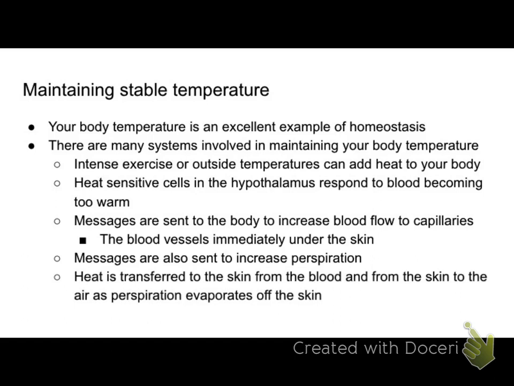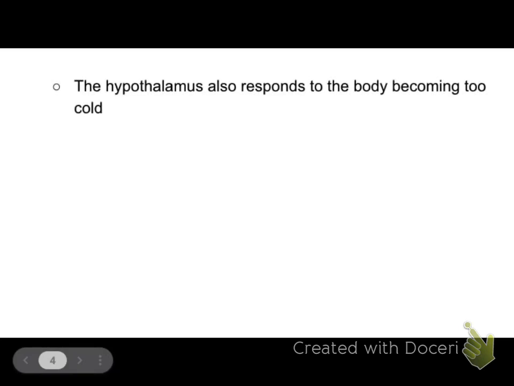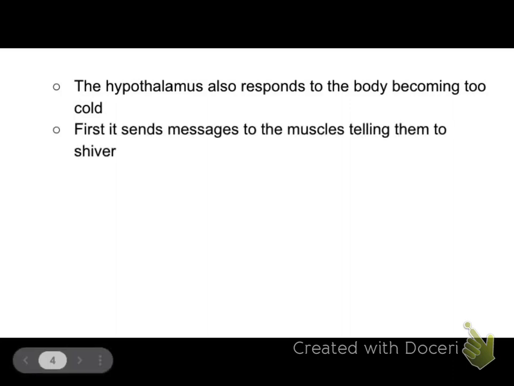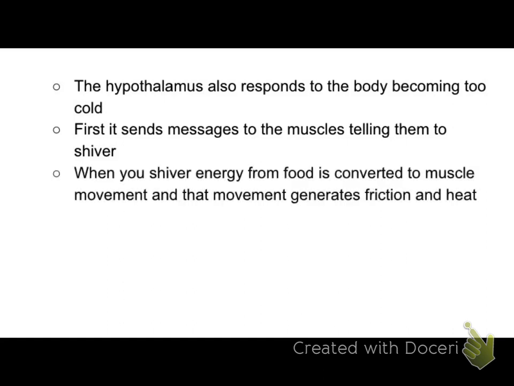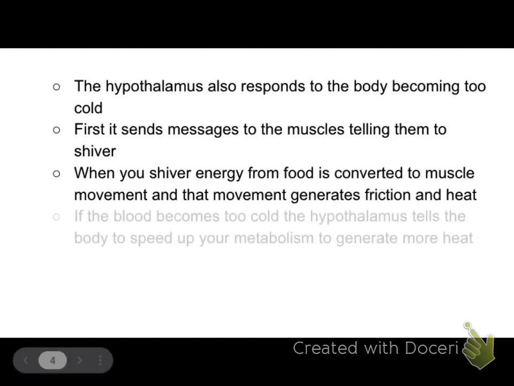There's also a side of this for cold. Again, feel free to summarize this, okay? So your hypothalamus also responds to your blood getting too cold, but instead of sending blood to the surface of your body, what it does is send messages to your muscles, which tell your muscles to contract in short bursts, which you experience as shivering. When you shiver, energy from the food you've eaten is converted into muscle movement. And then when your muscles move, they generate friction, and that friction produces heat. Okay?